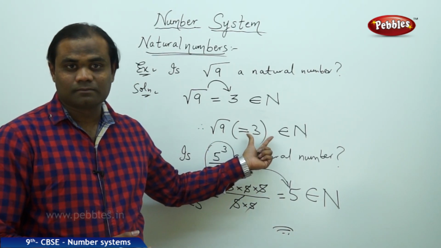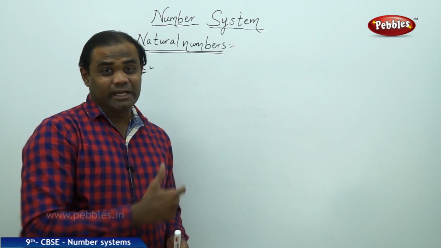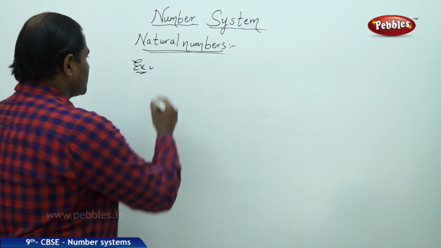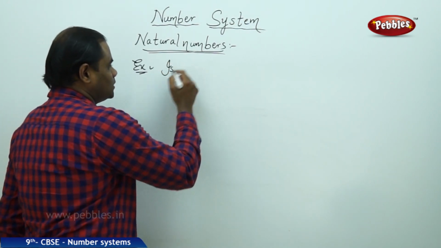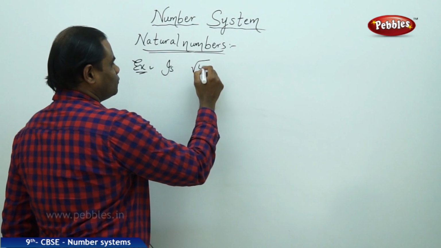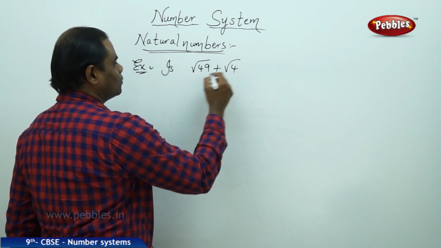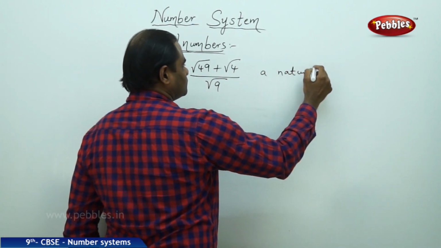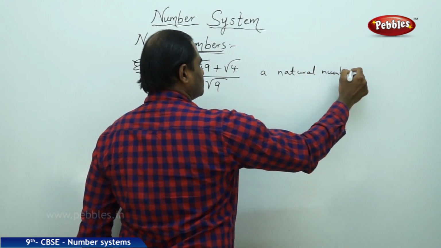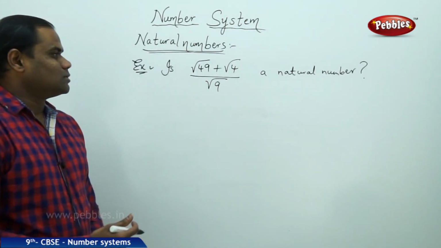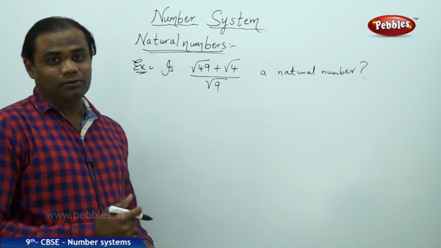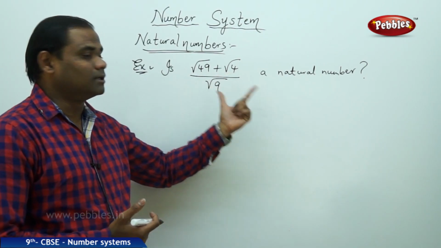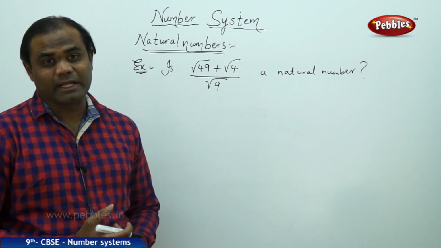Next, let's go with another example to understand the natural numbers better. Now the question here is: is root 49 plus root 4 by root 9 a natural number? So here we see that there is more to be simplified before we justify this given number being a natural number or not a natural number.